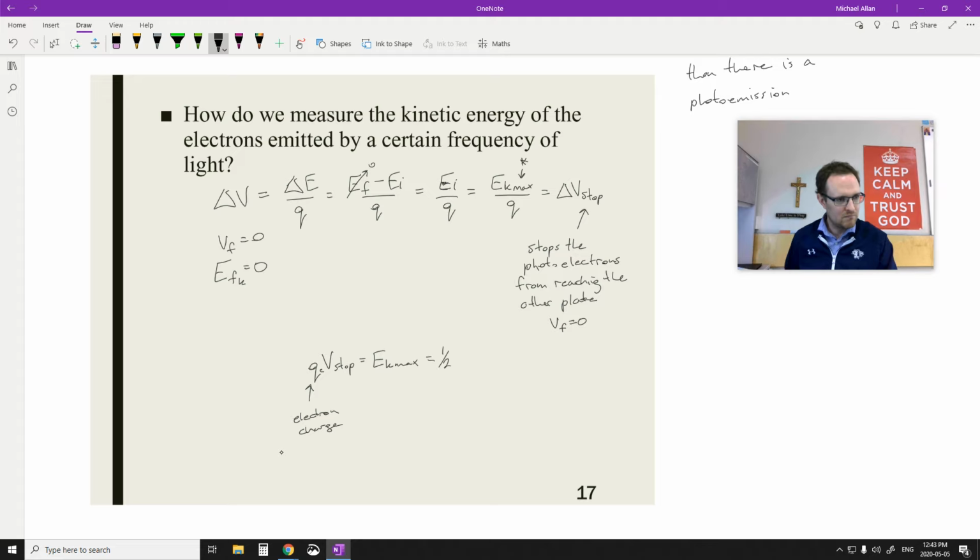Now, we can always just say, this is my EK max. I can find out what my max speed is by going 1/2 mv squared. That's how I find out how fast they're going if I needed to. Or in this case, we just wanted to measure what is the kinetic energy of these electrons by the certain frequency of light. Okay?